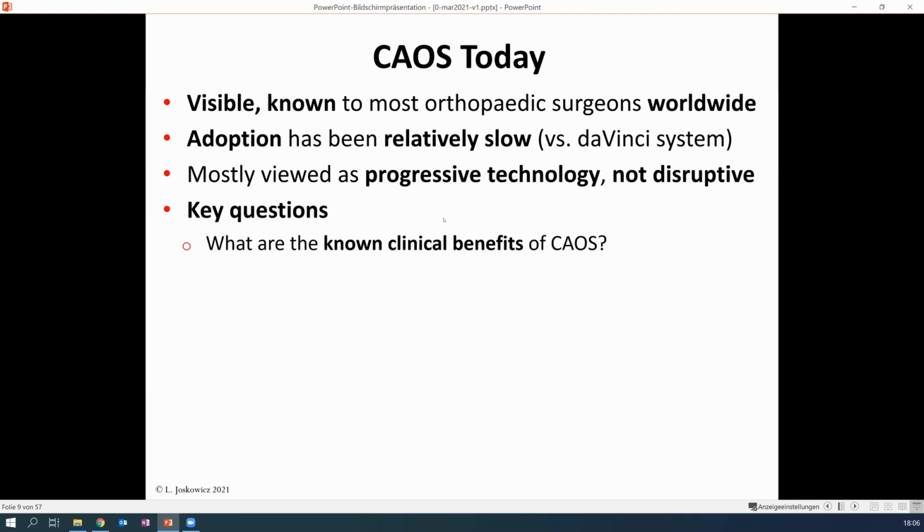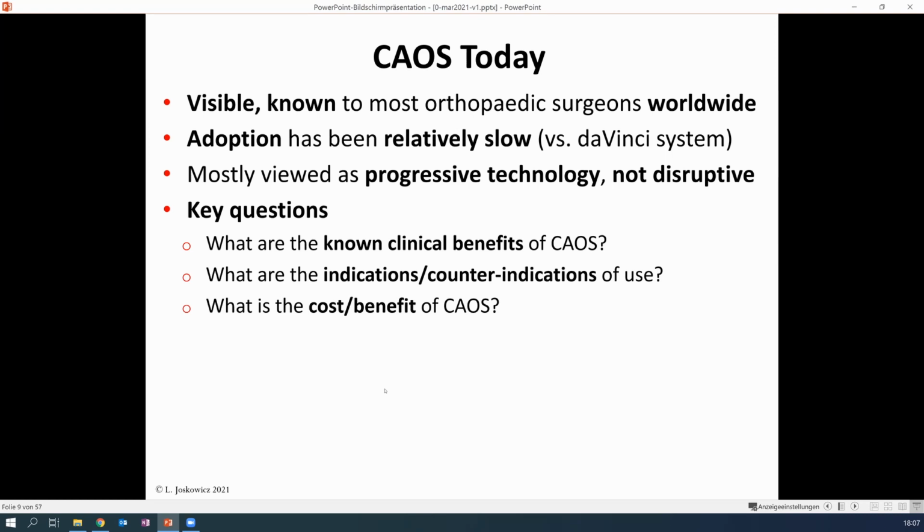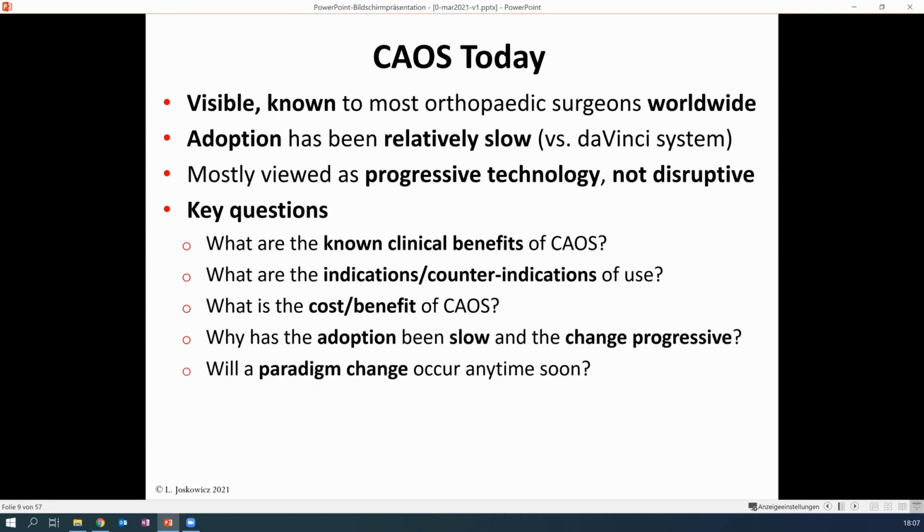We'll try to understand why I think this is a progressive technology and not disruptive. So what are the key questions when you talk about a disruptive technology? You have to know if you have clearly known clinical benefits, because after all, this is the key issue. Then indications and contraindications: is this technology for everybody or not for everybody? What is the cost-benefit? Even though the adoption has been slow, is the change progressive? Is it monotonic? Is it sufficiently monotonic? And maybe there has not been a paradigm change, and this is where I would differ from Professor Parat. Maybe we don't have a paradigm change yet.